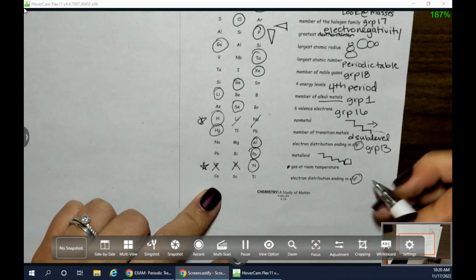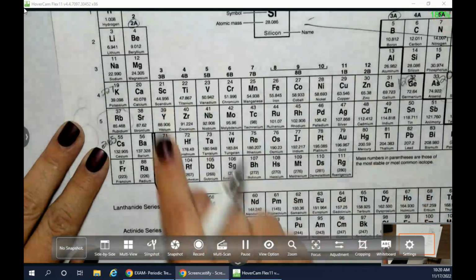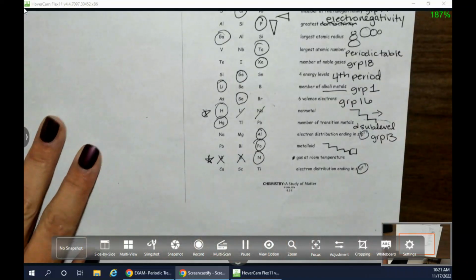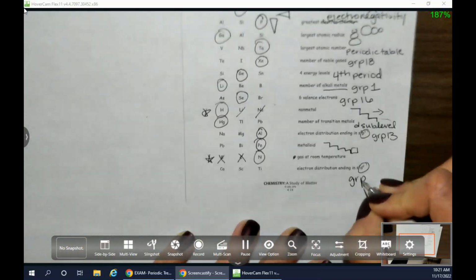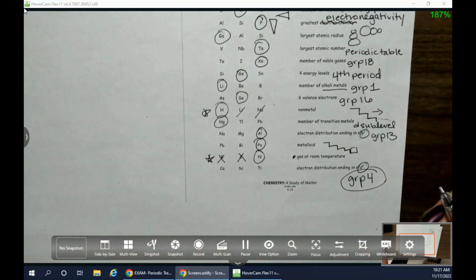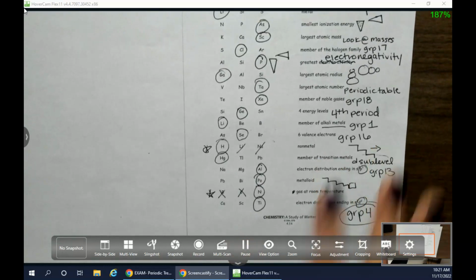All right. Electron distribution of S2D2. So we wanted to look in the D sublevel, second one over. We were looking in group 4. So who is in group 4? Ti. That is correct. Yep. All right. So those were the answers for this first page.